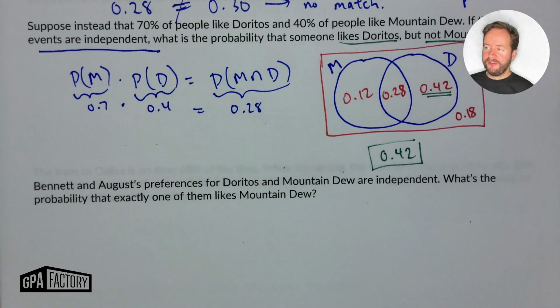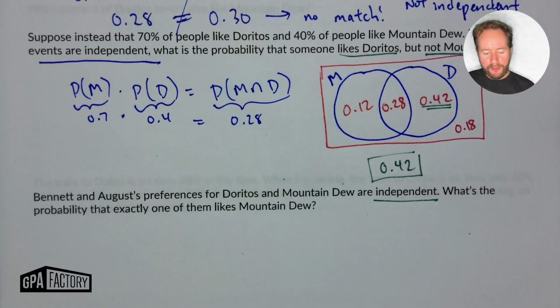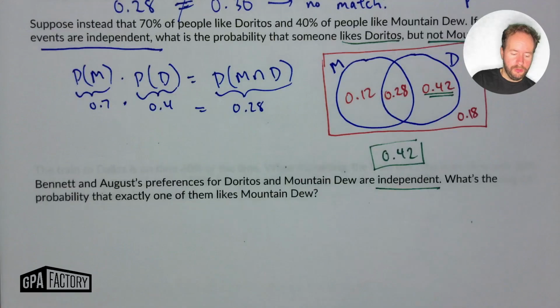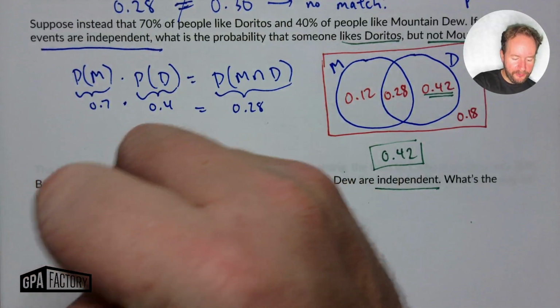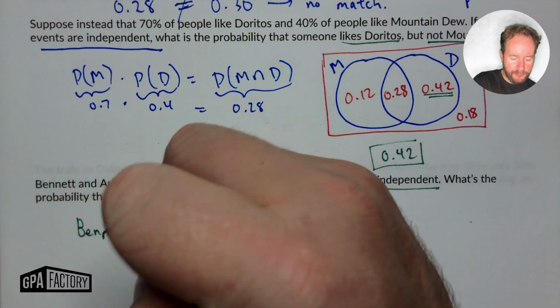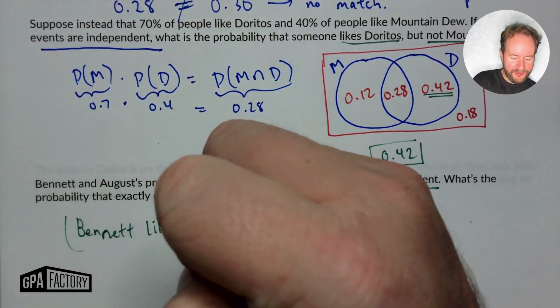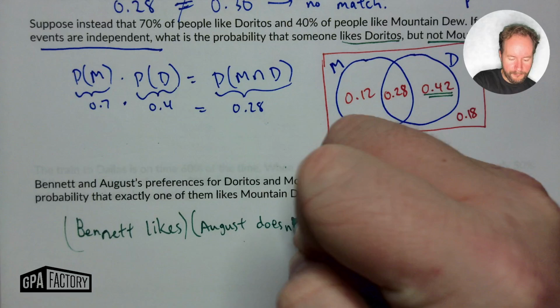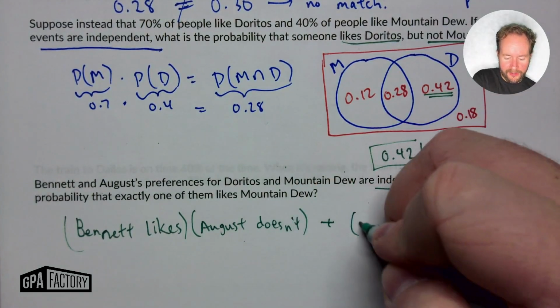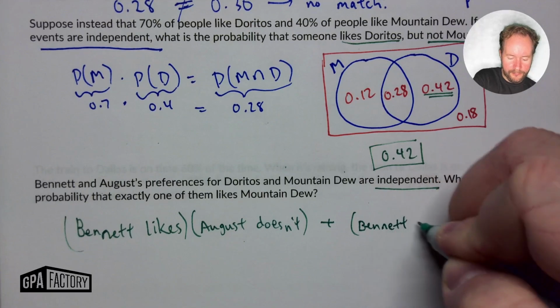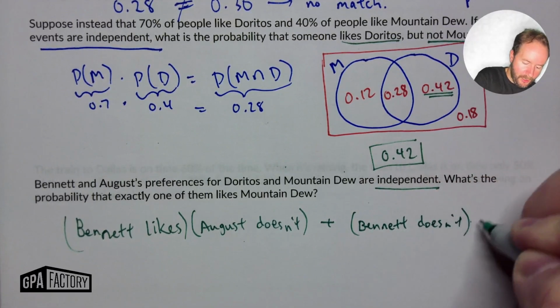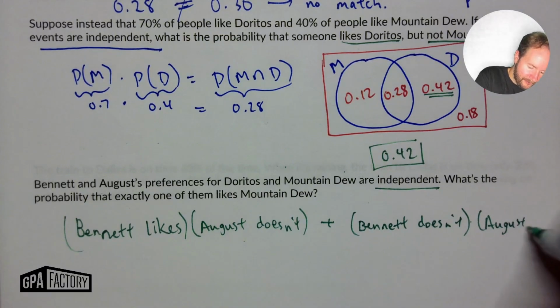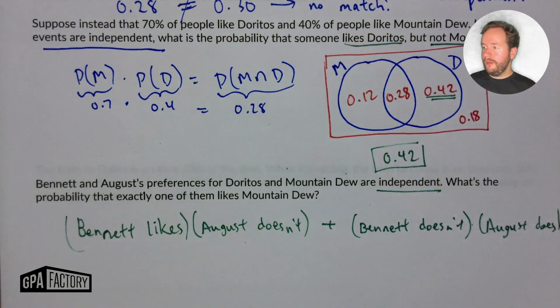Bennett and August's preferences for Doritos and Mountain Dew are independent. All right, there's that word again, independent. What's the probability that exactly one of them likes Mountain Dew? So what that means is if exactly one of them likes Mountain Dew, it could be that Bennett likes it, but then August doesn't. Or it could be the case that Bennett doesn't like it, but August does. Okay, so I've got to figure out those probabilities.